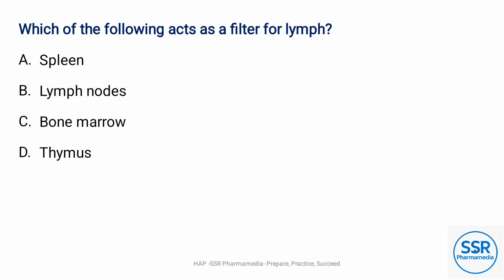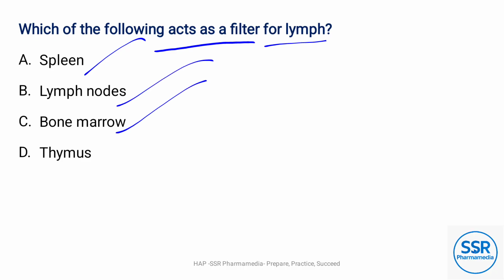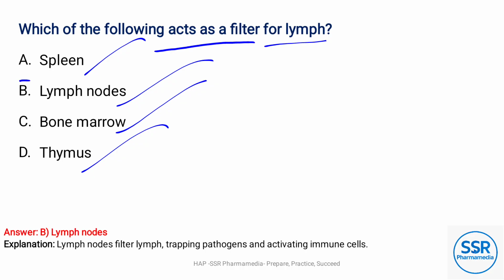So which of the following acts as a filter for lymph? Option A, spleen. Option B, lymph nodes. Option C, bone marrow. Option D, thymus. So the answer is option B, lymph nodes. Lymph nodes filter lymph, trapping pathogens and activating immunity.